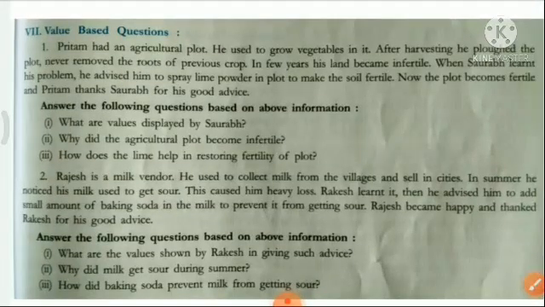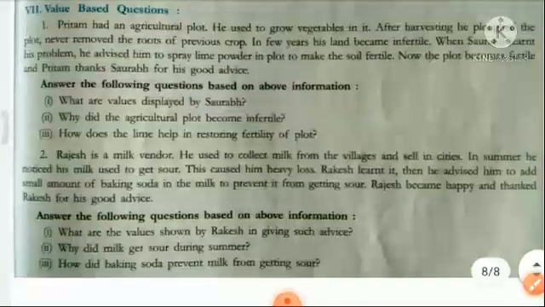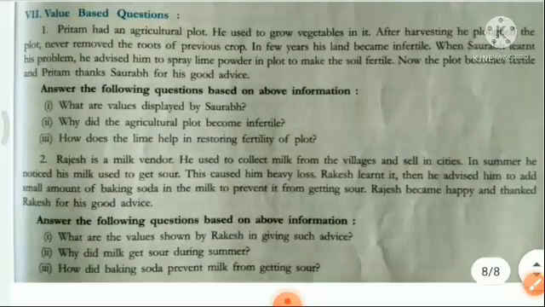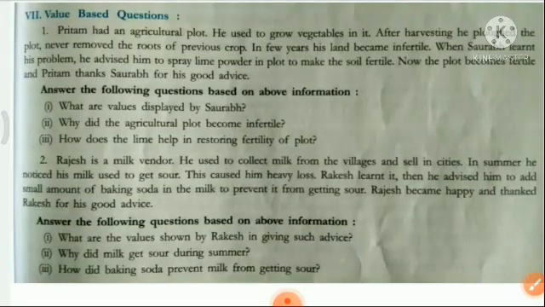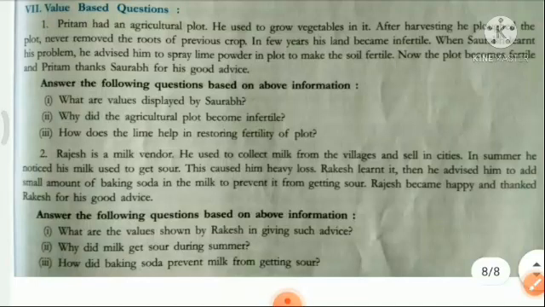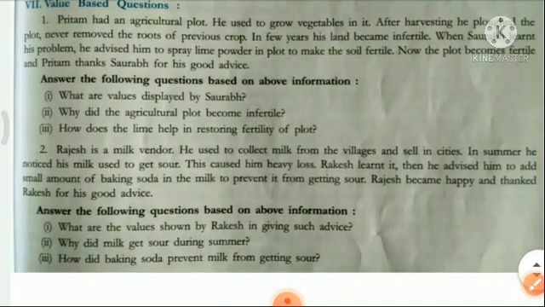So what are the values displayed by Saurav? Number one, he is very helpful, and second, he has very good knowledge of acids and bases and also about neutralization. Why did the agricultural plot become infertile? Since the roots of previous crops were not removed from the plot while plowing, these roots decayed, and these decaying roots make the agricultural plot highly acidic.